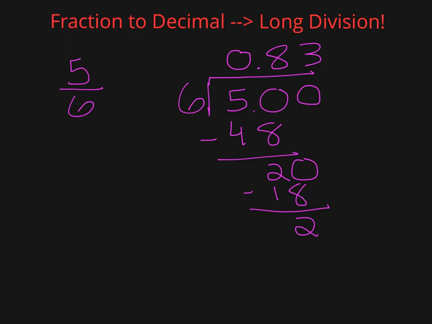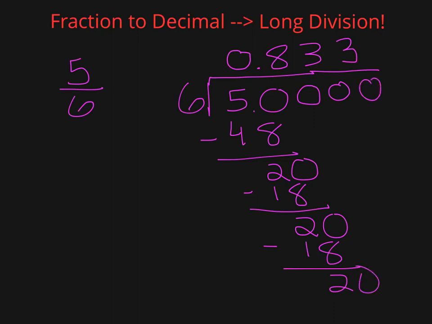6 doesn't go into 2, so I add a 0, bring it down. 6 goes into 20 3 times. 6 times 3 is 18. Subtract, 2 again? Oh my gosh. 6 goes into 20 3 times. 6 times 3 is 18. Okay, well this is annoying. It's just going to keep repeating.